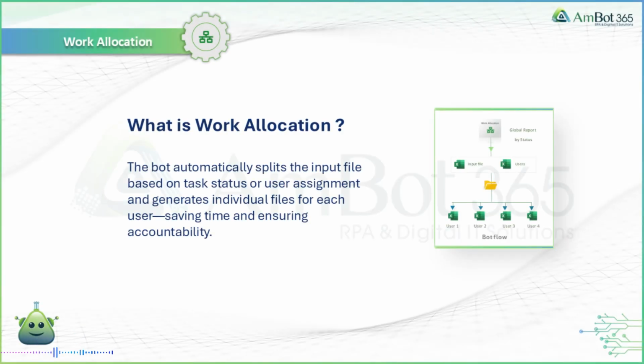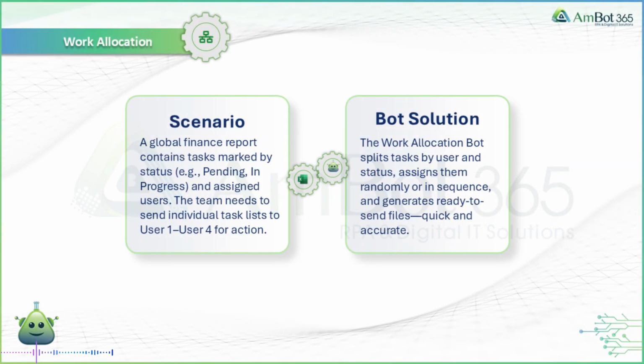Allocation Bot helps distribute tasks efficiently. From a single Excel file, it assigns pending tasks to users either randomly or sequentially, saving time and simplifying team coordination. Let's take a global finance report containing tasks with statuses like pending or in progress.